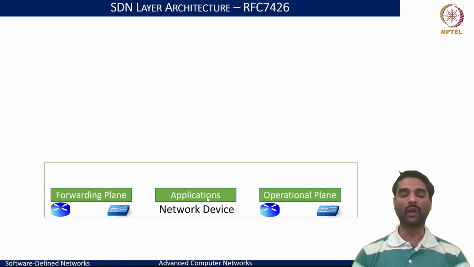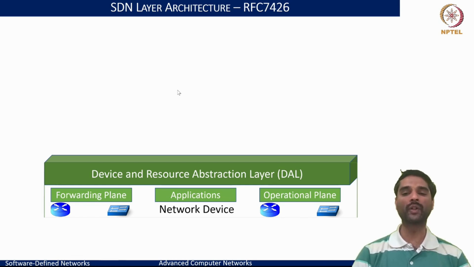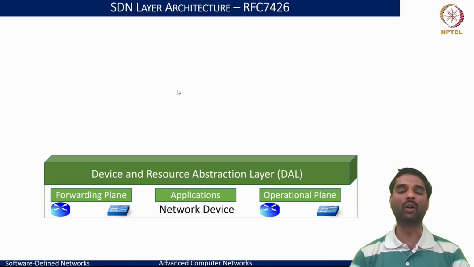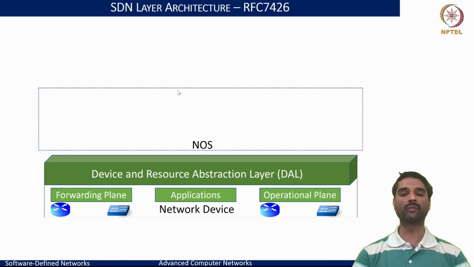But now with open APIs that we want to bring in the SDN layer, what is more crucial is to add a device and resource abstraction layer. And this is the layer that is responsible for exporting out the key interfaces through which the network operating system can communicate either with the forwarding plane of the device or with the operational plane of this physical or a virtual router and switch device. And on top of this device and resource abstraction layer would be our network operating system, or what we called as a remote SDN controller.